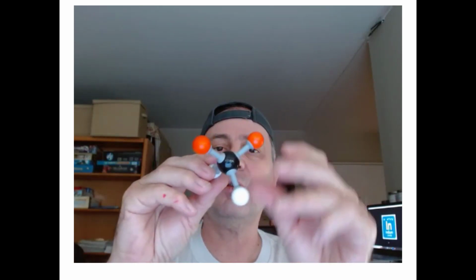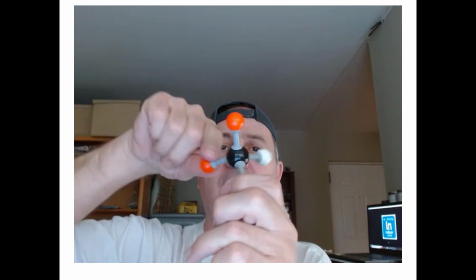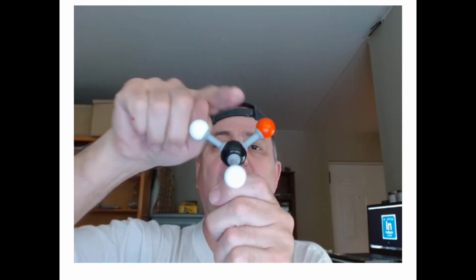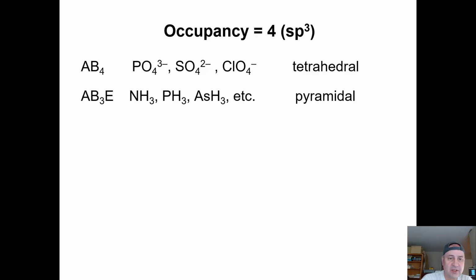All right, occupancy 4, we now have the tetrahedron. Let me go find one. Here you go. This is the tetrahedron. It has different groups here, but every one of these angles is 109.5. So they push away very symmetrically and make a 109.5 degree angle. So anything that has 4 groups attached, and we've seen examples already, phosphate, sulfate, perchlorate. So I'll just use that as an example.